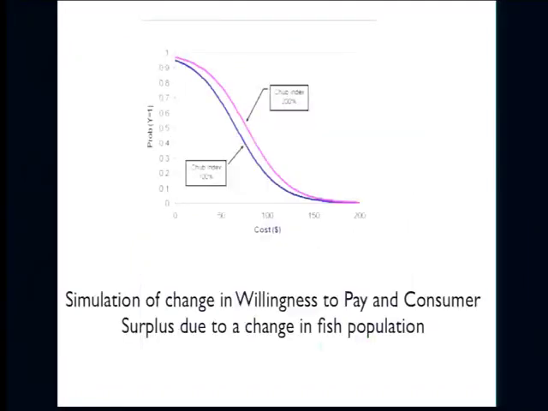And then you can do a simulation of this demand curve. This is whether people would vote for something. And this is reflecting back to the card before. And this simulation of changing the number of fish in the river based on different prices is going to give you a consumer surplus and a willingness to pay.